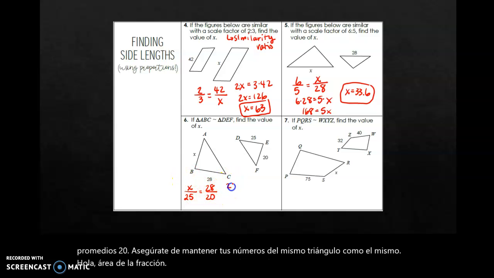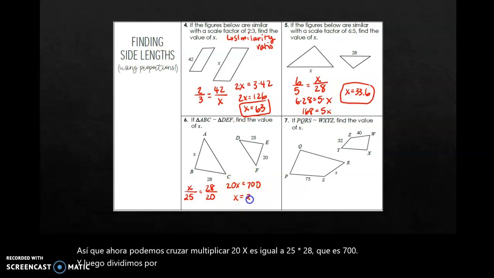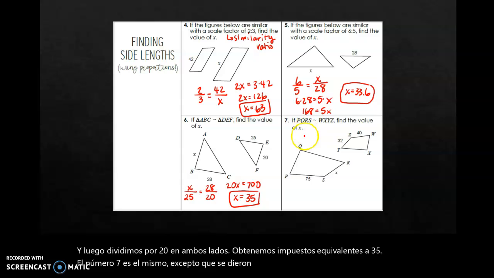So now we can cross multiply. 20x is equal to 25 times 28, which is 700. And then when we divide by 20 on both sides, we get x is equal to 35.